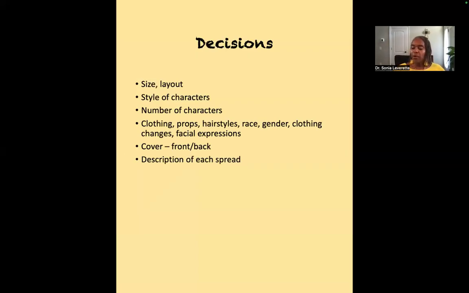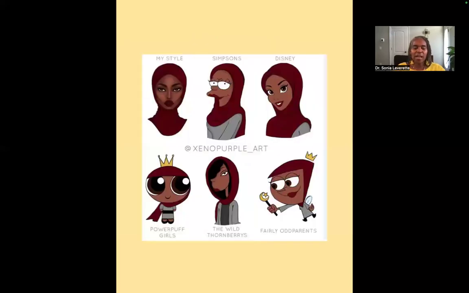Now, how do you want your characters to look? Do you want them to look like real people? Do you want them to be a little bit exaggerated or cartoonish? Do you want them to be stick figures with funny looking legs? And here are some other styles too. For example, it can be your style. It can look like you, or it can be exaggerated with eyes and a funny mouth like the Simpsons. It can be enchanting like Disney princesses or the Powerpuff Girls. You have the Wild Thornberries, or the Fairly Odd Parents. These are just some random samples of what your figures can actually look like.